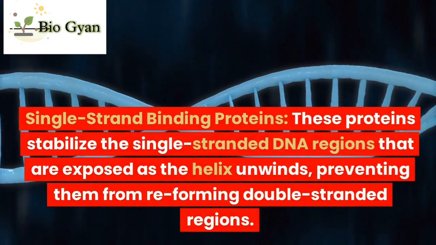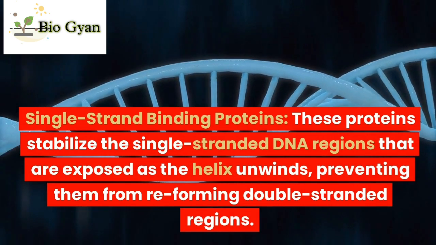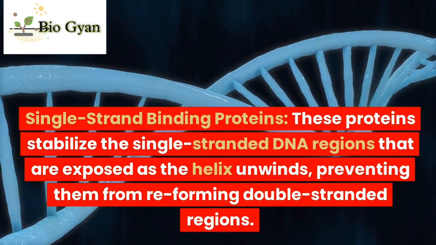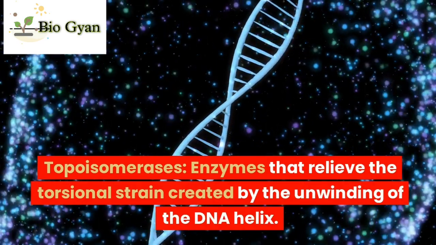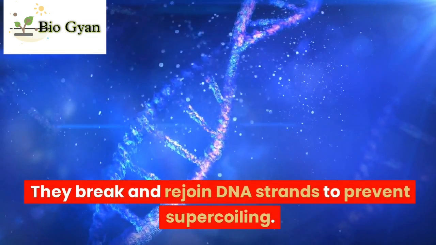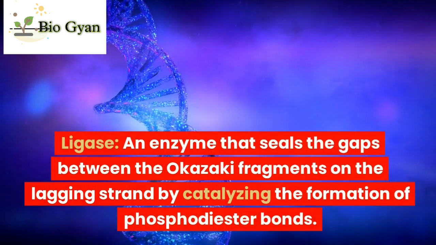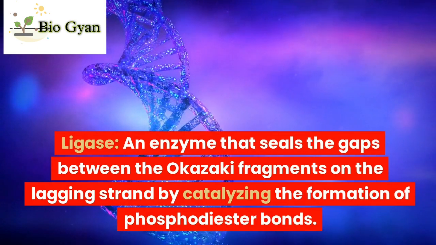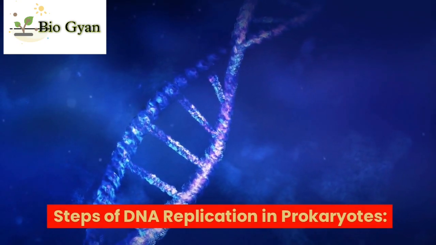Single-strand binding proteins, these proteins stabilize the single-stranded DNA regions that are exposed as the helix unwinds, preventing them from reforming double-stranded regions. Topoisomerases, enzymes that relieve the torsional strain created by the unwinding of the DNA helix. They break and rejoin DNA strands to prevent supercoiling. Ligase, an enzyme that seals the gaps between the Okazaki fragments on the lagging strand by catalyzing the formation of phosphodiester bonds.